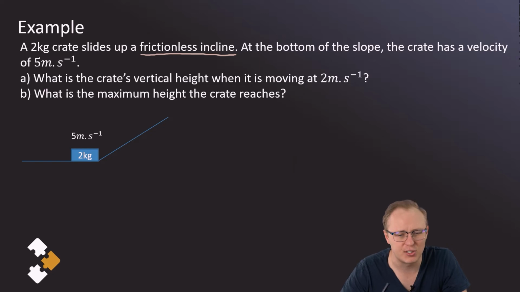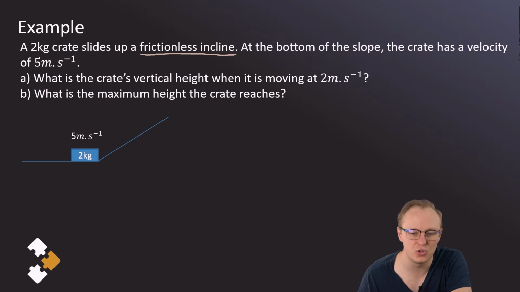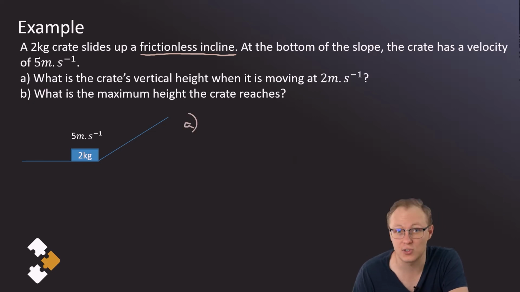Now, it says at the bottom of the slope, this crate has a velocity of 5 meters per second. And then we want to know what the crate's vertical height is going to be when it's moving at 2 meters per second. So for this question A, we're going to use the conservation of mechanical energy because there is a vertical displacement. We want to know how high up it goes at the time that it's moving at 2 meters per second. And we are in an isolated system.